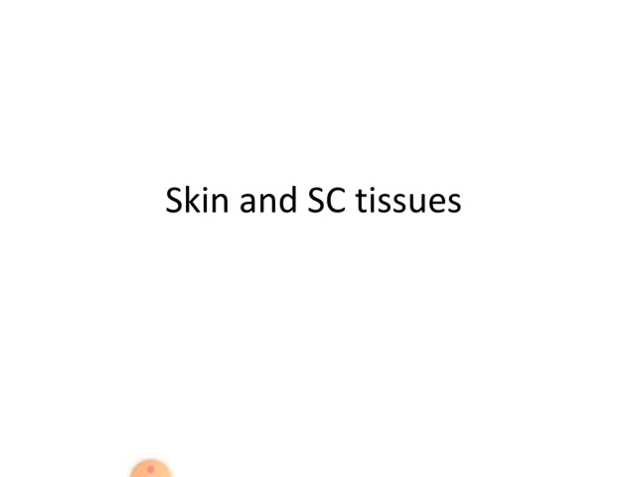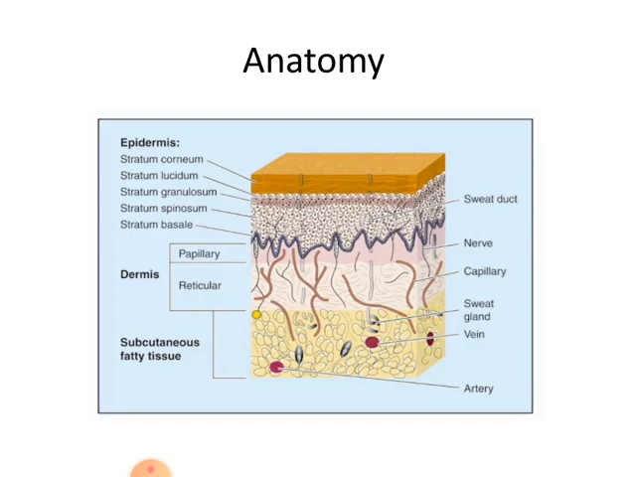We'll discuss today skin and subcutaneous tissue lesions, an important topic in surgery. At first, we must know the surgical anatomy of the skin. Skin is formed of three layers: epidermis, dermis, and hypodermis, which is actually the subcutaneous fatty tissue.